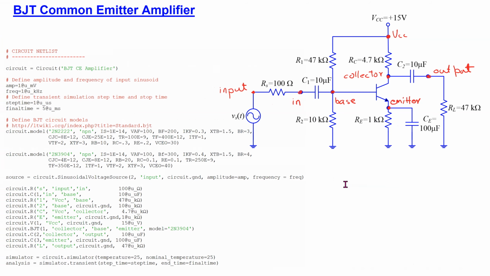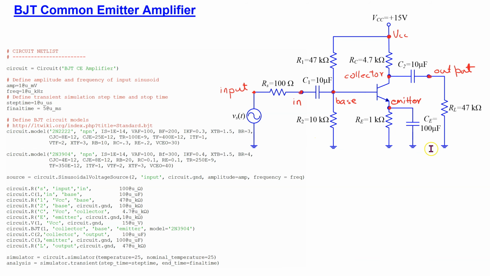Let us now look at simulating the complete BJT common emitter amplifier circuit. Using the descriptive node labeling as shown, we can construct the circuit netlist as shown here. The input source is a sinusoidal source having 1 millivolt peak and 1 kilohertz frequency. We are running transient simulation with a step time of 1 microsecond and a total simulation time of 5 milliseconds.